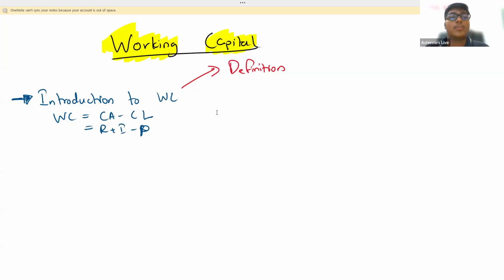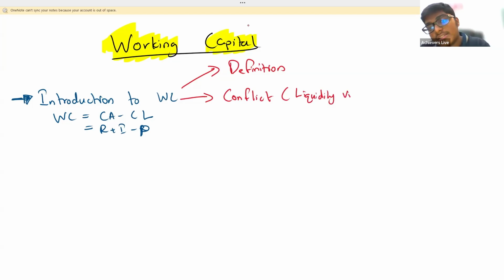The next thing which we looked at was what are the objectives of working capital? What is the conflict in working capital? Liquidity, correct. Liquidity versus profitability.